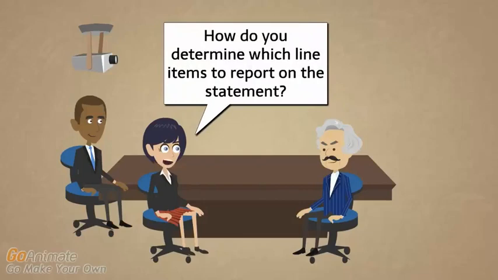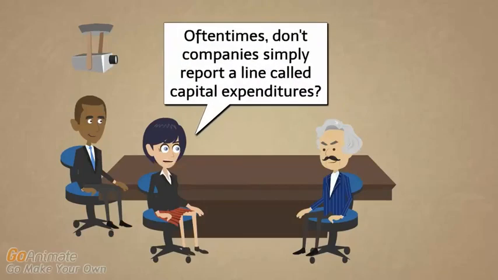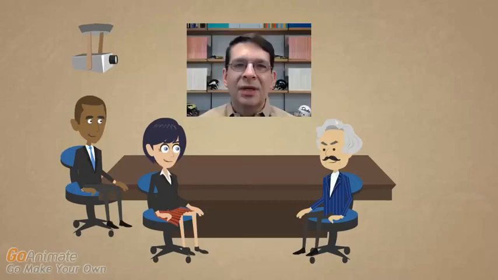How do you determine which line items to report on the statement? Oftentimes, don't companies simply report a line called capital expenditures? There are generally no specific rules that govern how much or how little detail you break things into on the statement of cash flows. It's the manager's choice. But usually the manager makes the choice based on what investors and analysts want to see.